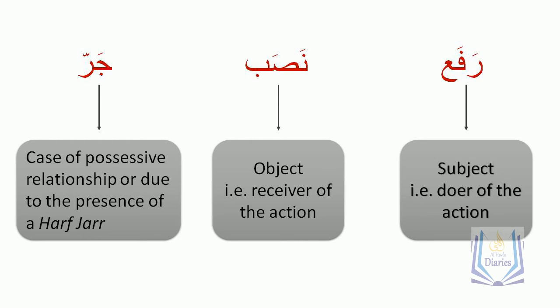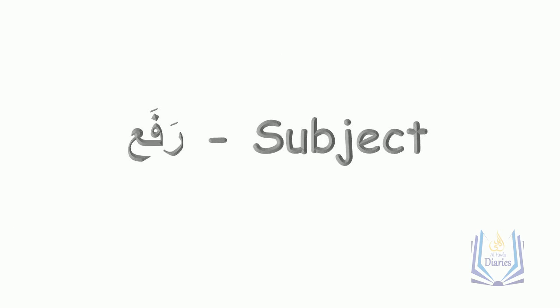Rafa indicates the subject, that is the doer of the action, and nasab is the object, that is the receiver of the action which is done by the subject. So the subject does the action and the object receives that action. And when it comes to jar, it usually is used when it comes to a possessive relationship, or it could be a case that may be caused because of the presence of a preposition, because of the presence of a harf jar. So let's start off by looking at rafa, which is the subject.